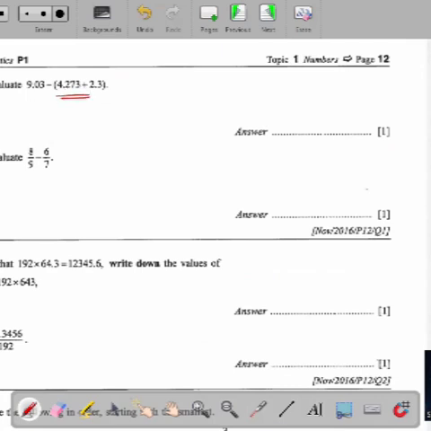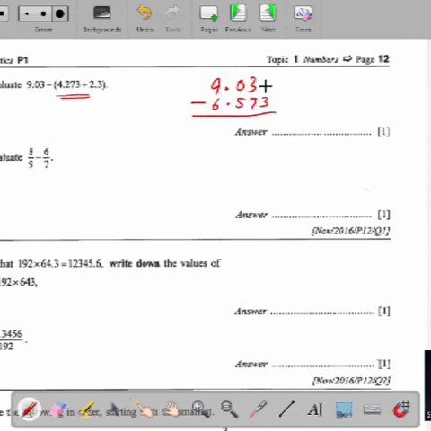I'm doing this for 4.273 plus 2.300. All right, 3 is there, 7 is there, and 2 and 3 is 5. All right, and that is 6. Now I will have to subtract this value from 9.03. So 9.03 minus, I am writing 6.573.